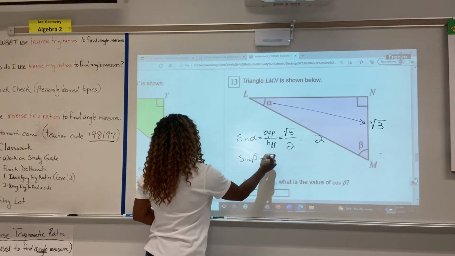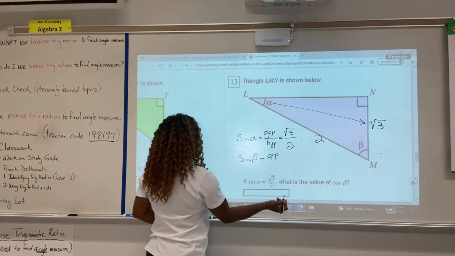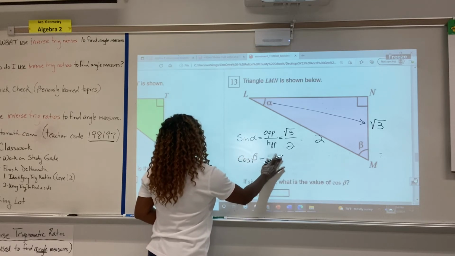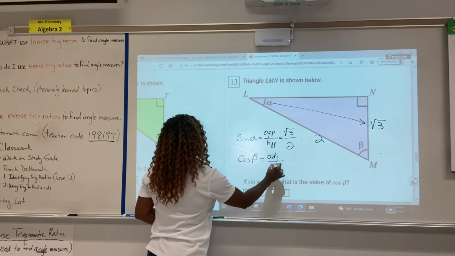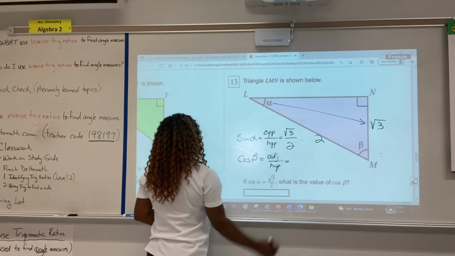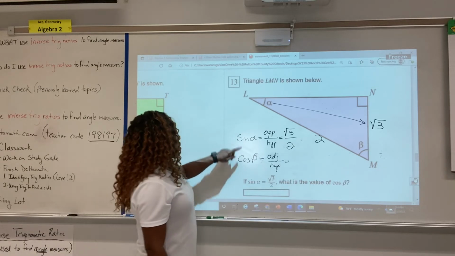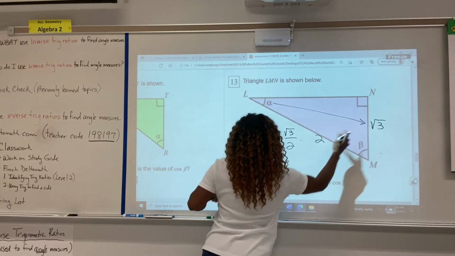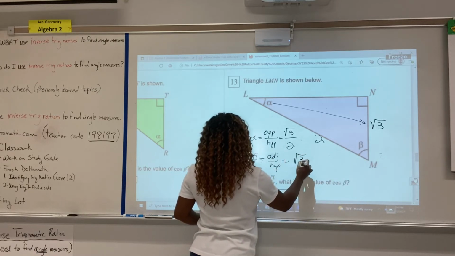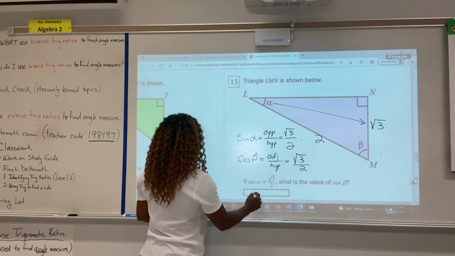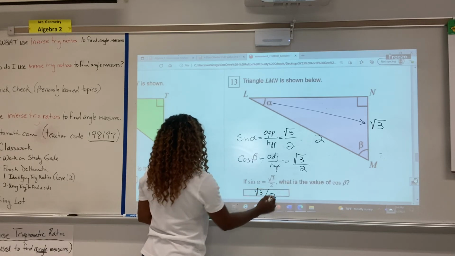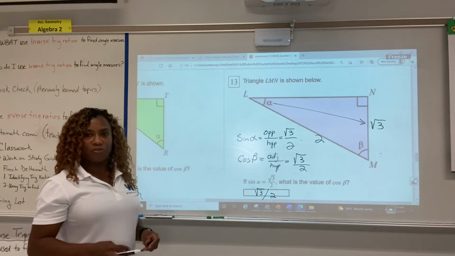Now that information is going to help us find the sine of angle beta, which is still going to be opposite over hypotenuse. I'm sorry, we want cosine for this one. So in this case, they're switching it up. We want the adjacent side over the hypotenuse. So the adjacent side from angle beta is going to be the square root of 3. The hypotenuse is still 2. So in this case, we end up with the same ratio, square root of 3 over 2. There's your number 13.